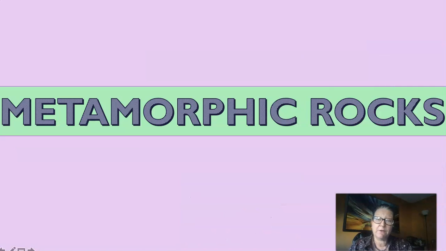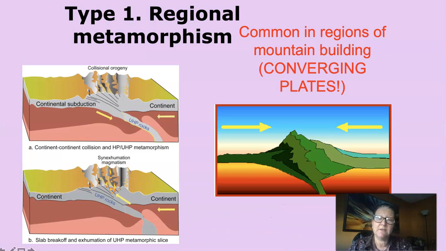Let's move on to metamorphic rocks. There are two main kinds of metamorphic rocks that I want you to understand. The first one is most common. It's called regional metamorphism, and it affects large regions, in particular large mountain belts. And it occurs when plates are converging.